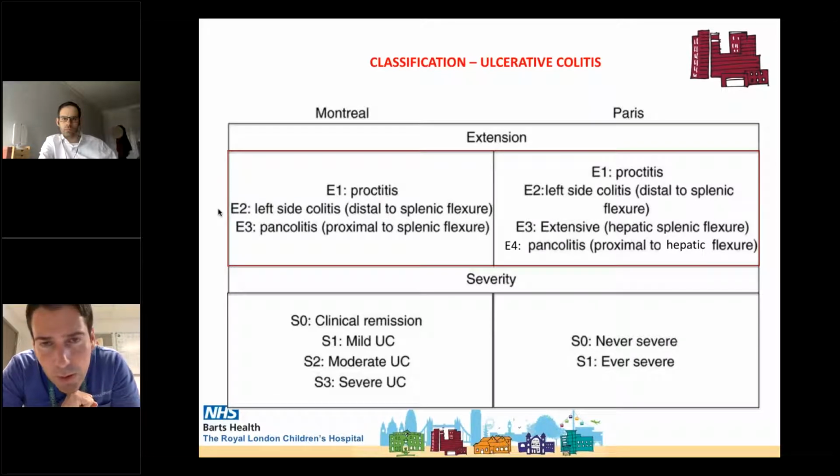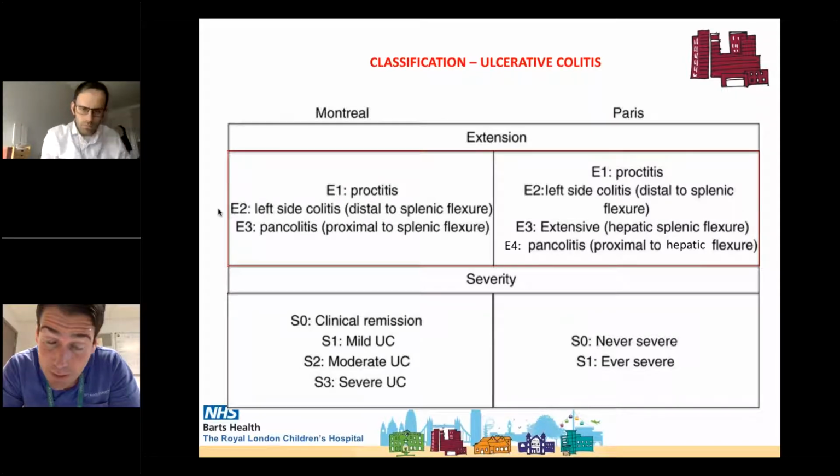And also, very importantly, both the Montreal and the Paris classifications for ulcerative colitis take into account a parameter related to whether the patient ever had an episode of severe colitis. Having an episode of UC described as severe disease activity is very important because it may affect the disease severity throughout the whole course of ulcerative colitis.